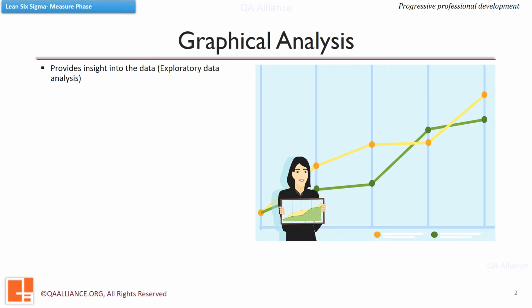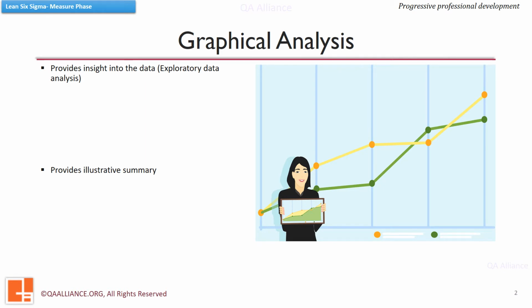Graphs are helpful in two ways. First, to provide insight for the analyst into the data under analysis. Second, to summarize the data and illustrate important conclusions while presenting the data results to others. We may be thinking, how does a graphical analysis provide insight for the analyst?